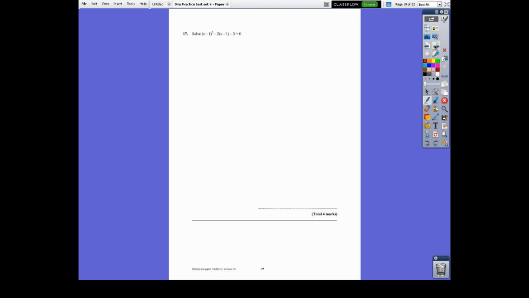Question 17. Solve (x − 1)² − 2(x − 1) − 3 = 0. Well, if we expand the first brackets, we would get x² − 2x + 1. Expand the second set of brackets, we'll get −2x + 2. And then you've got the −3 on the end equals 0. If we collect all the terms together, we'll just get x² − 4x, and that would equal 0.